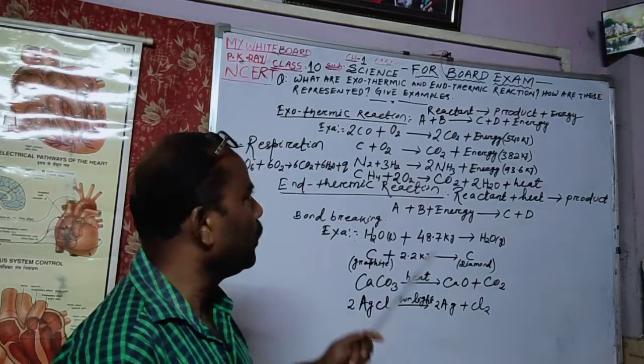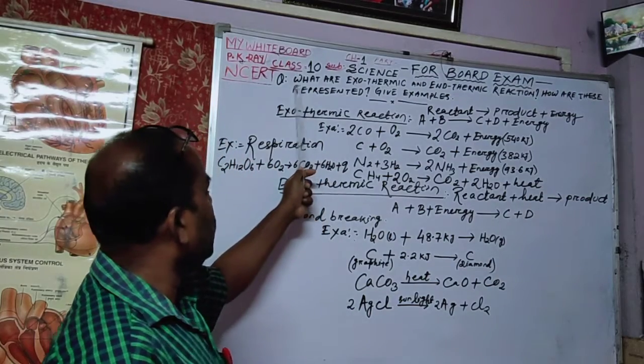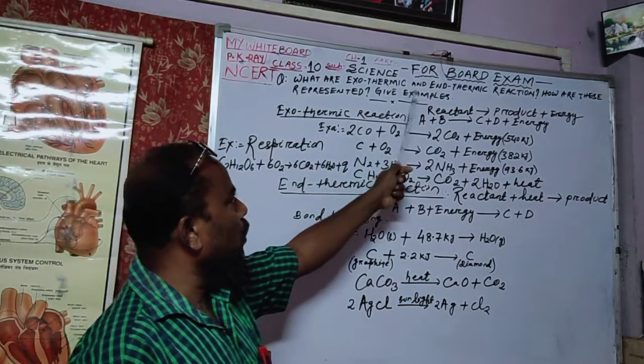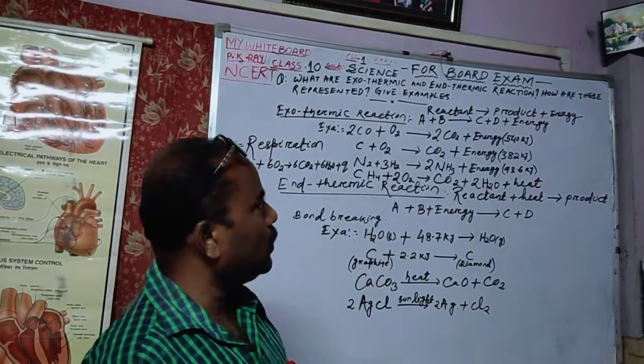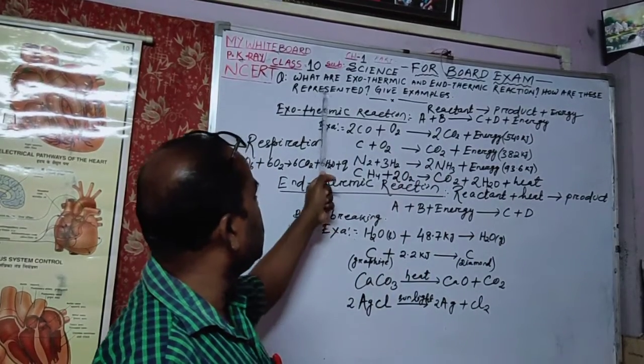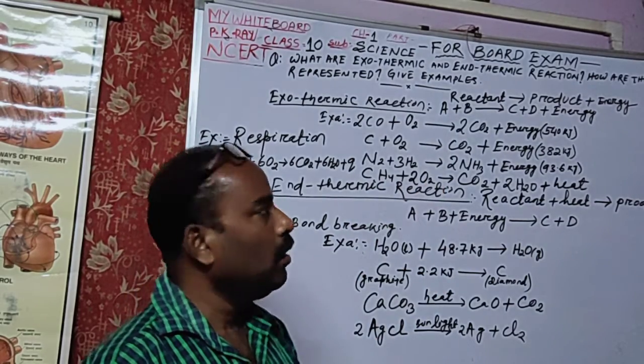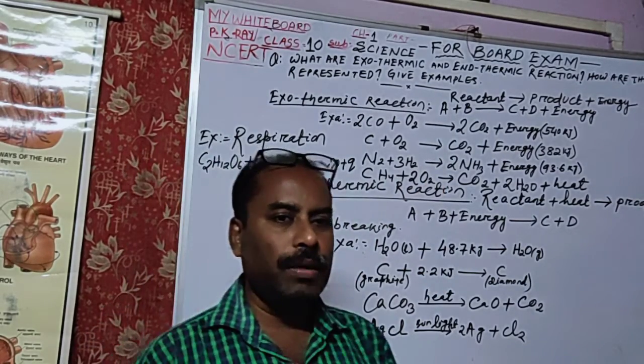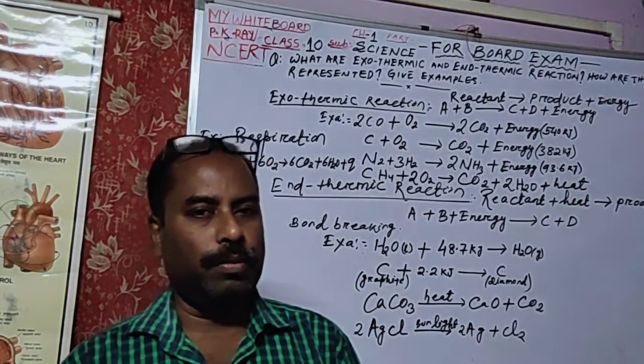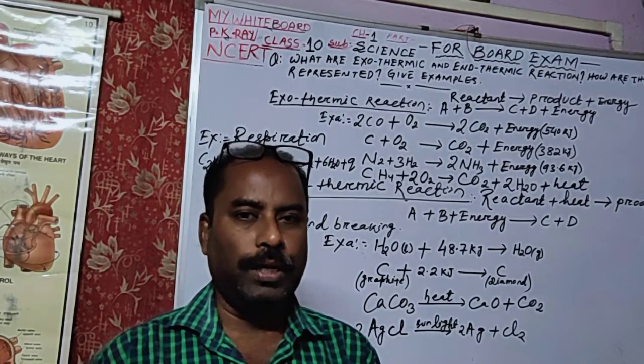The question is there, you can see. What are exothermic and endothermic reactions? How are these represented? Give some examples. So let us see, what do you mean by exothermic and endothermic? Because this is coming from chapter 1.